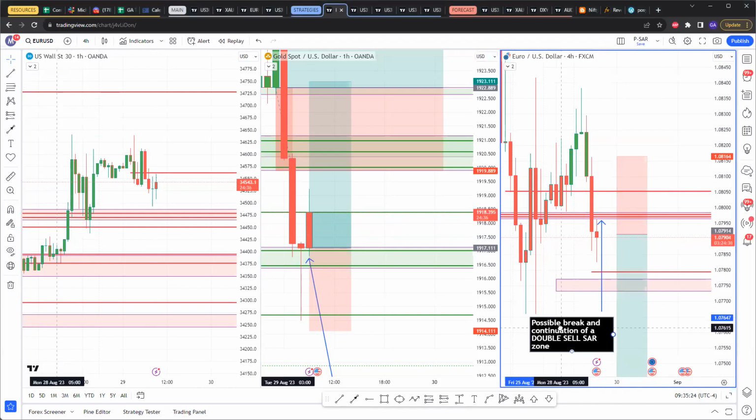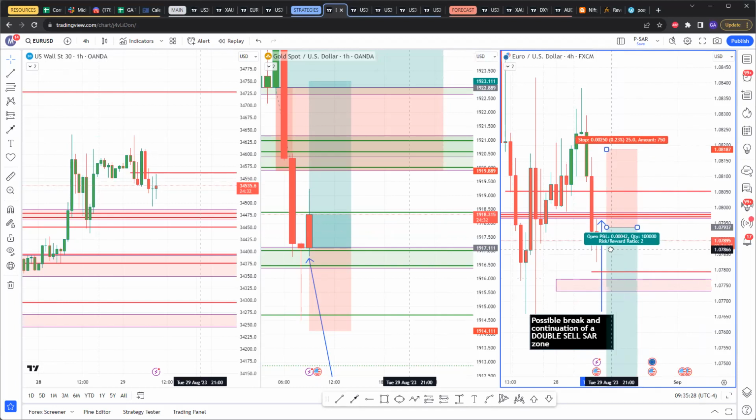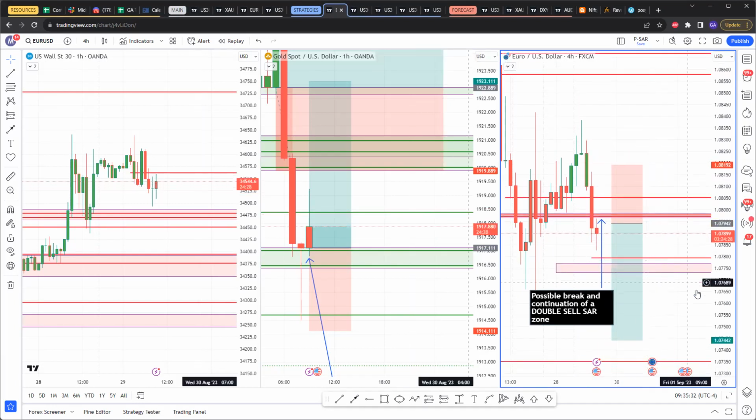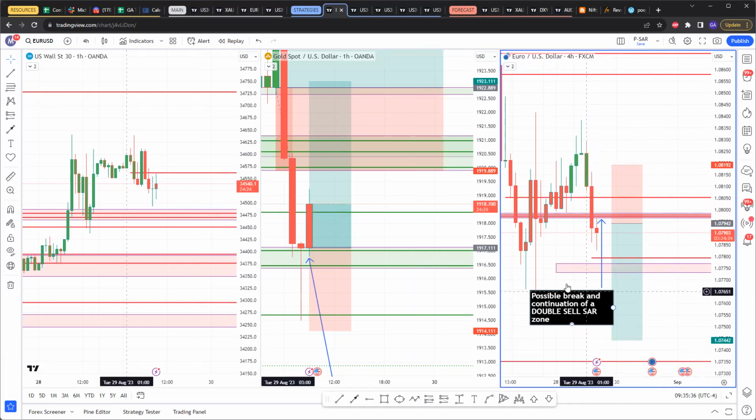So this is a possible break and continuation of a double SAR sell zone. That's a potential EU trade, but this trade would either validate or invalidate at 1 p.m.